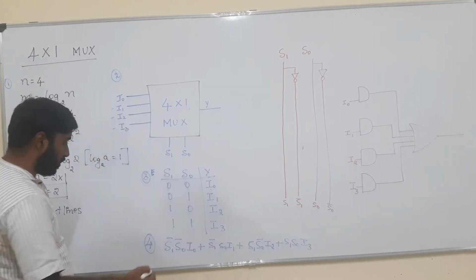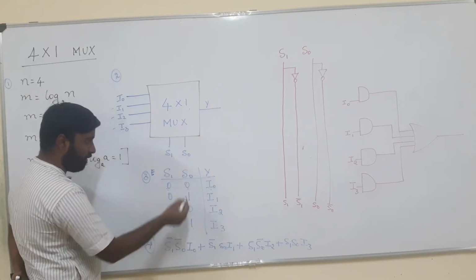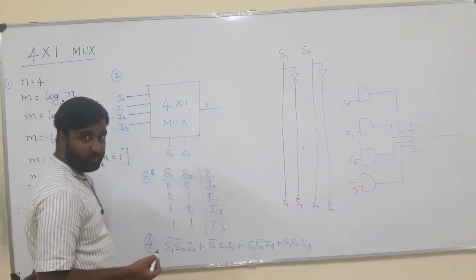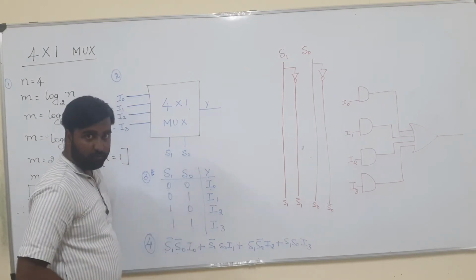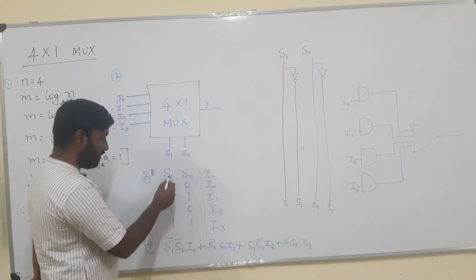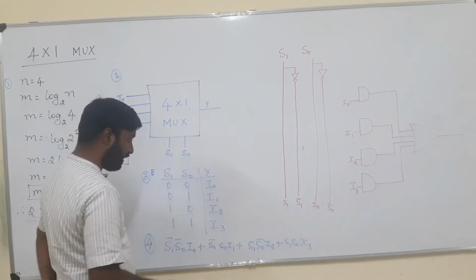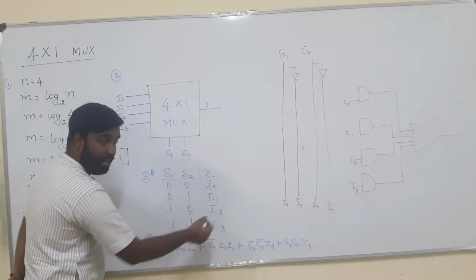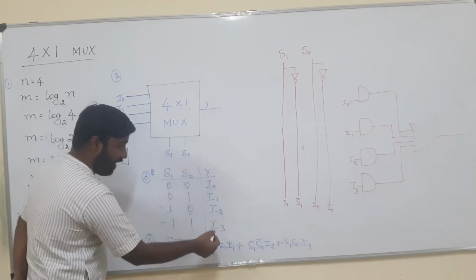So how to write the output? It is Y is equal to, observe here, S1 is 0, that is S1 bar. S0 is 0, that is S0 bar. What is the output? I am getting I0 as my output here. So the term will be S1 bar, S0 bar and I0. Plus, what is my second output? That is I1. So the equation is S1 bar, S0 and I1. What is the third output? It is S1, S0 bar and I2. Next, the fourth is S1, S0 and I3.